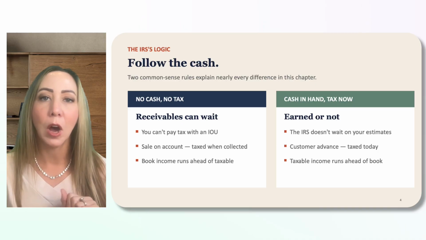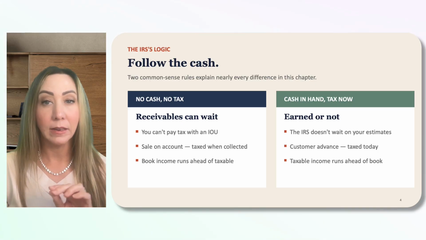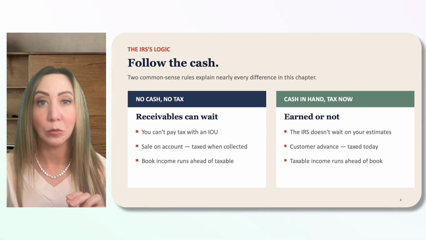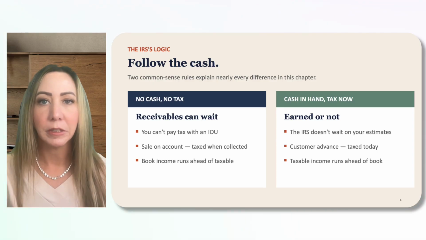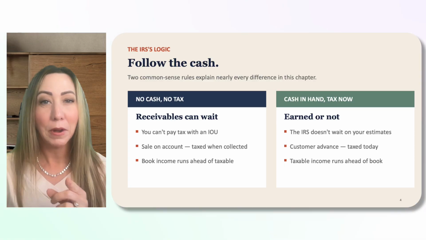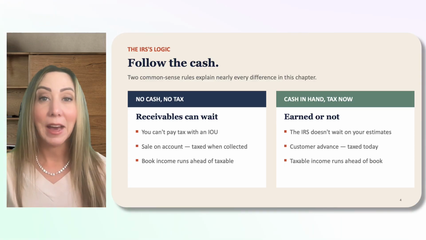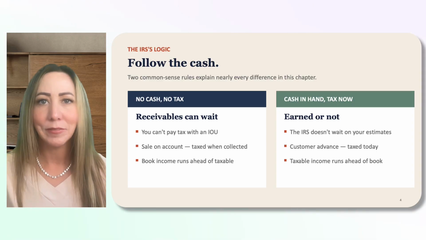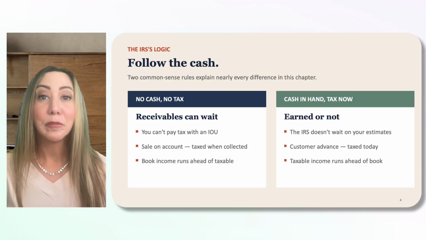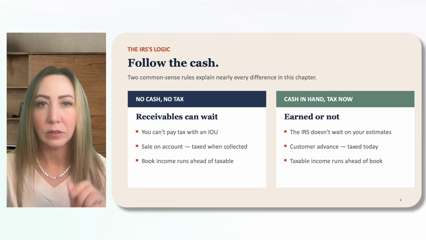They run on two common sense rules. Rule 1, the IRS can't possibly tax you on revenue you haven't received in cash yet. Suppose you make a big sale on account in December. GAAP says you earned it, so it's in book income. But you don't have a dime of cash from the customer yet. If the IRS taxed you on it today, you'd have to pay real cash taxes on money you haven't even collected. That's not fair. And frankly, it's not collectible. So the IRS waits for the cash.